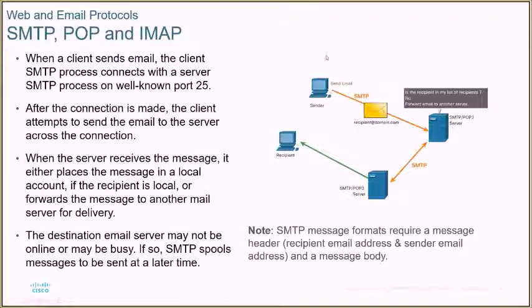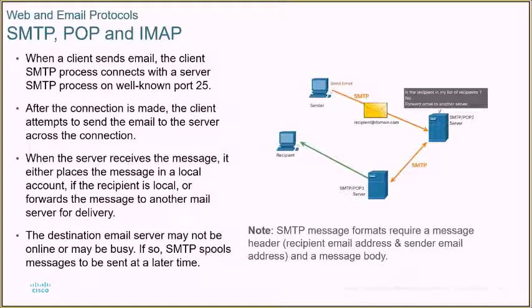Okay, so when a client sends email, the client SMTP process connects with the server SMTP process on the well-known port of 25. After the connection is made, the client attempts to send the email to the server across that connection. When the server receives the message, it either places the message in a local account if the recipient is on the same server as the sender, or it forwards the message to another mail server for delivery.